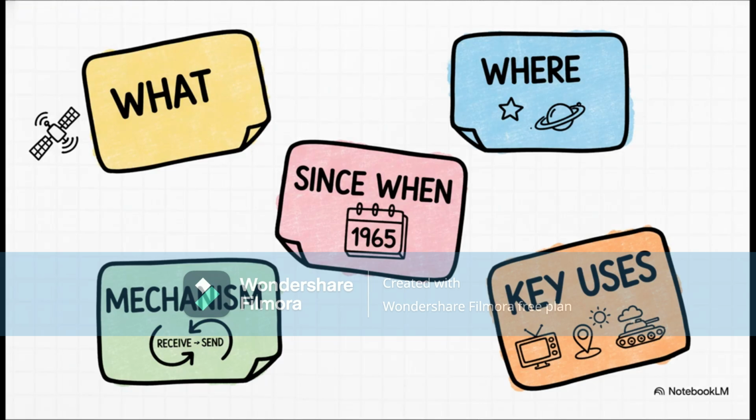Okay, let's lock these in. These are your key revision points. First, what is it? It's that wireless global method using artificial satellites. Simple. Where does it happen? Up in outer space. Since when? Don't forget that year, 1965. What's the mechanism? Super simple. It's a microwave relay. Just think, receive, then send. And finally, the key uses: TV, internet, GPS, weather, and the military. Make sure you've got these down, for sure.